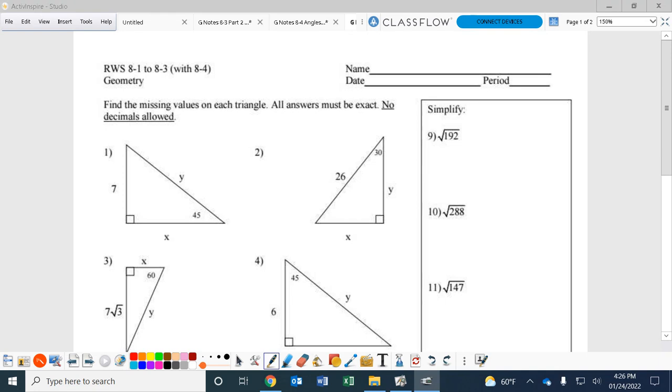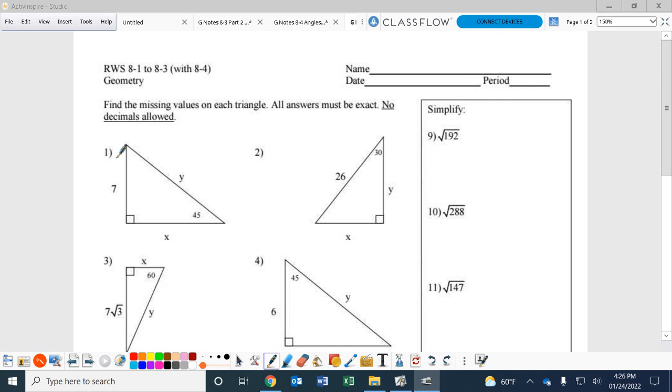So today I'm going to go over review worksheet 8-1 to 8-3 with the bonus stuff of 8-4. This first section right here says no decimals allowed, all answers must be exact, and as you can see every one of these has one of the special right triangle numbers inside of it.